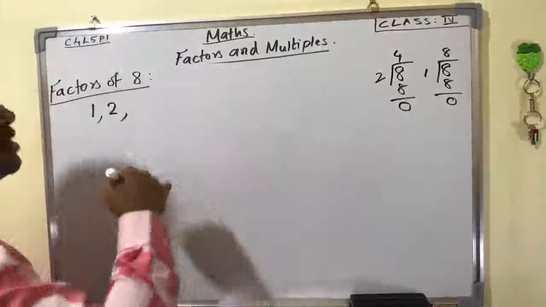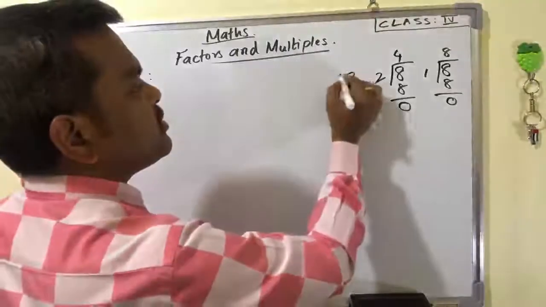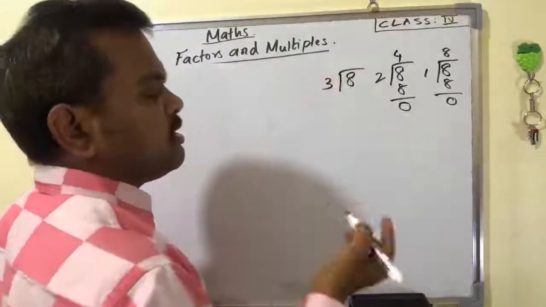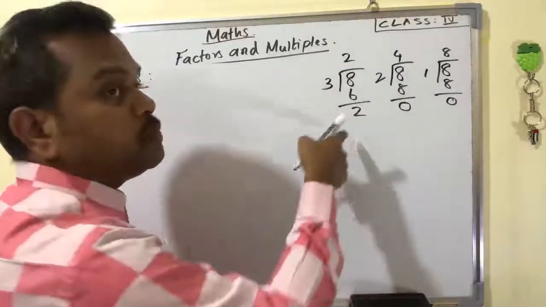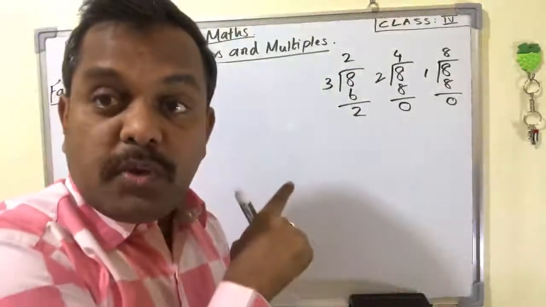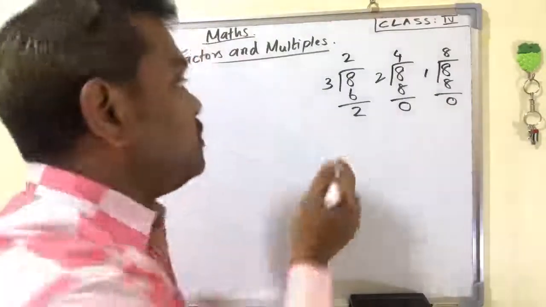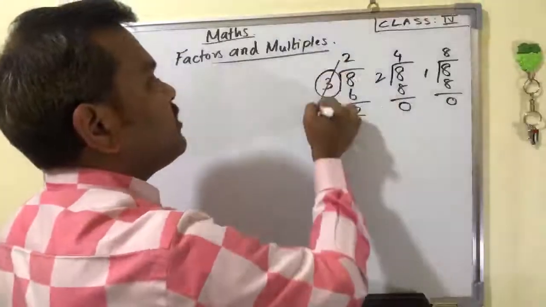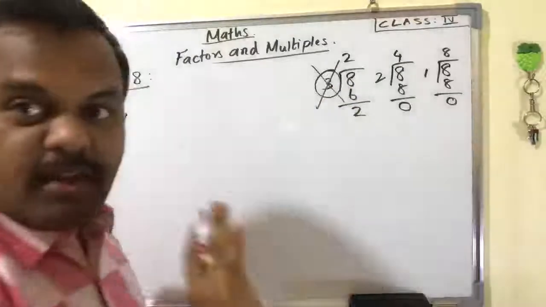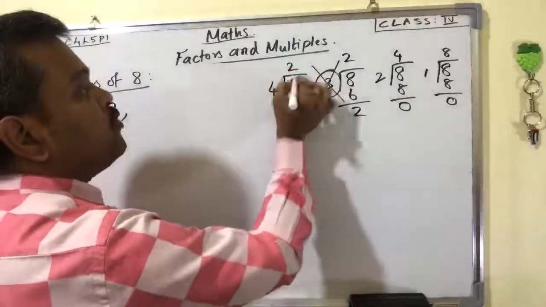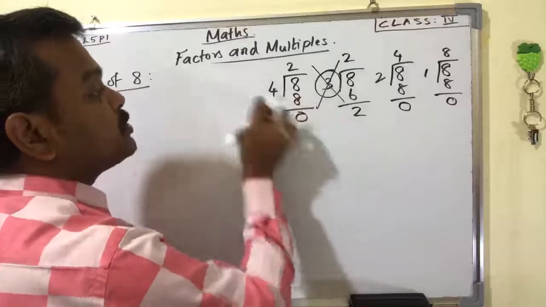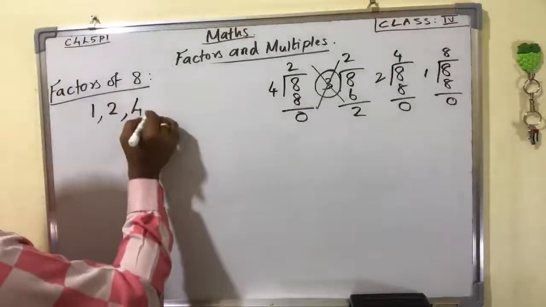Okay. Next, check with 3. 8 by 3: 1 3 is 3, 2 3s are 6, balance 2. It is showing a balance. So 3 is not a factor of 8. Check 4. 8 by 4: 2 4s are 8, balance 0. So 4 is also a factor of 8.